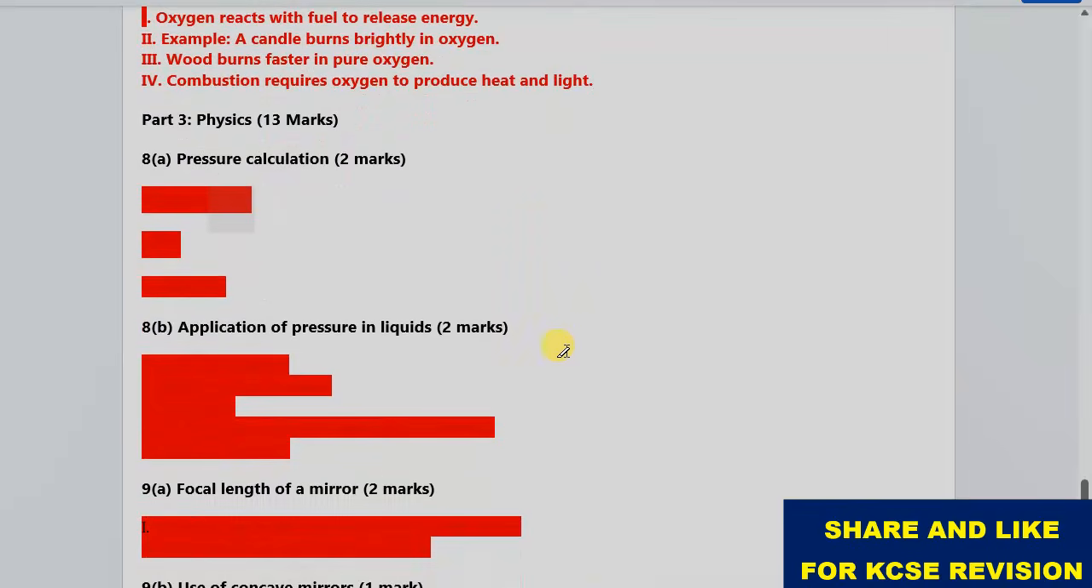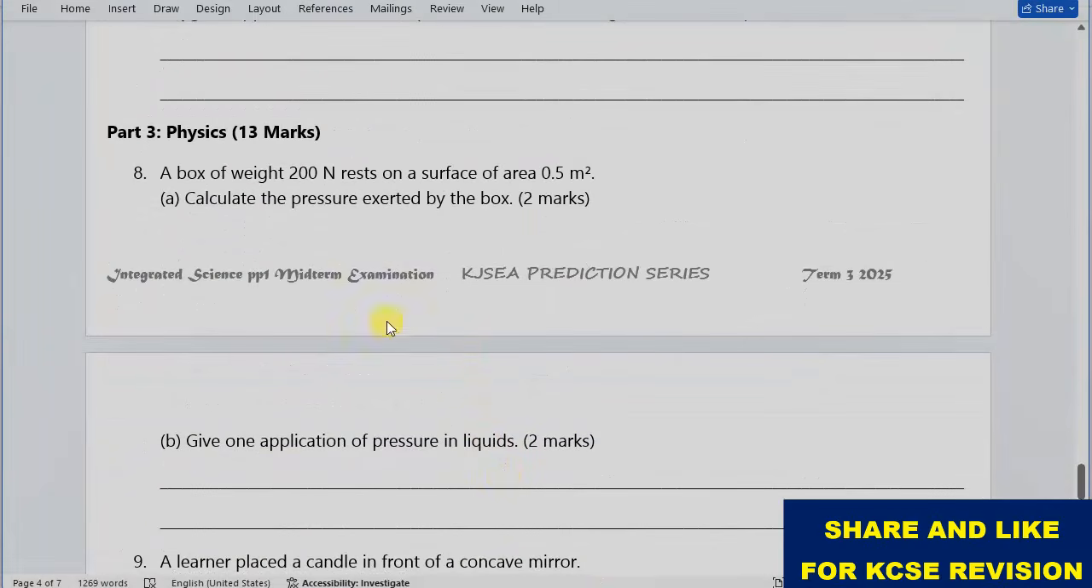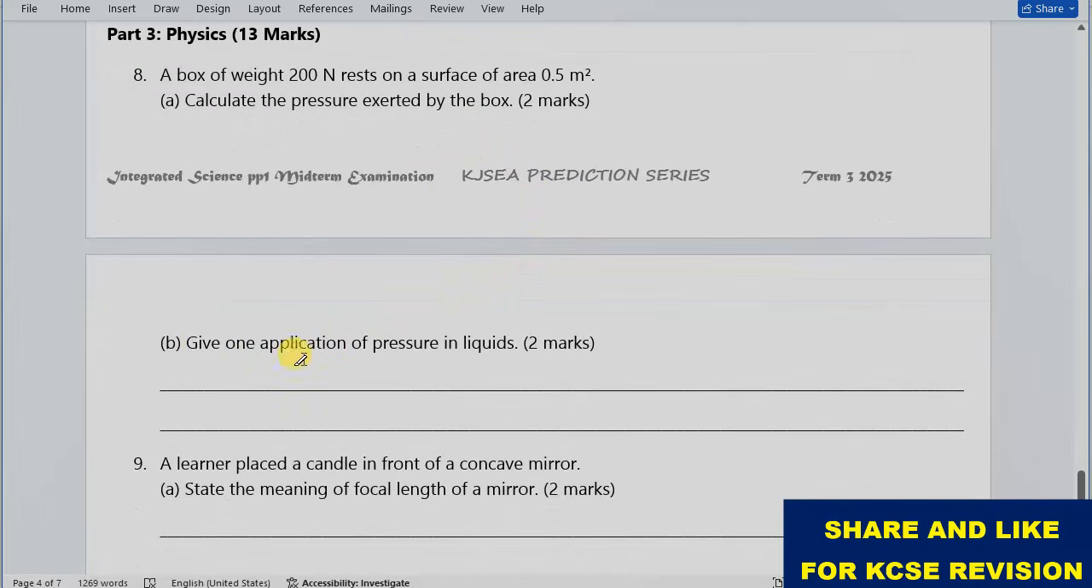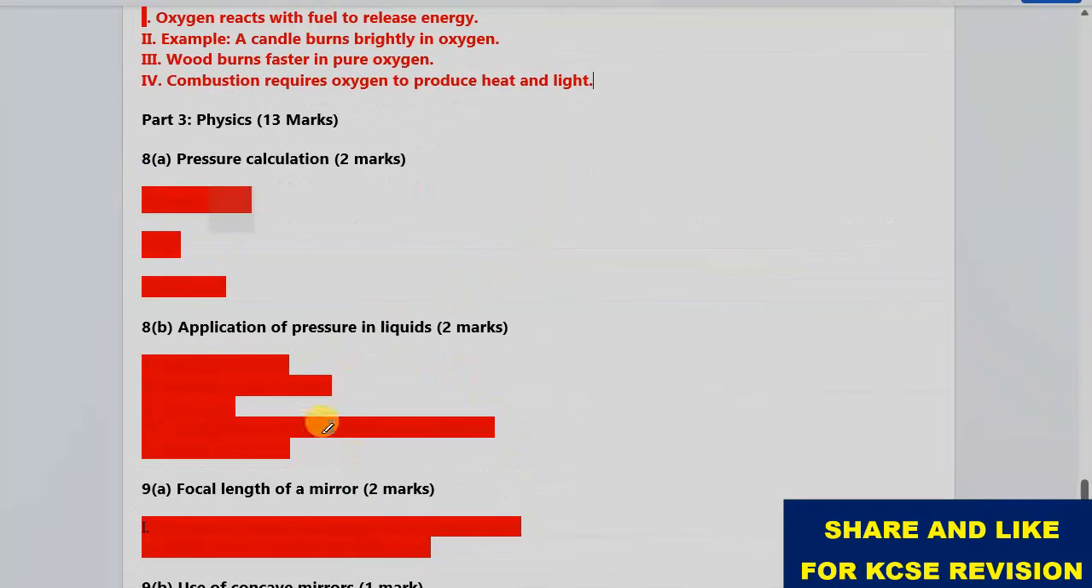Part 3, which is physics. A box weighs 200 newtons, rests on a surface area of 0.5. Calculate the pressure exerted by the box. Then give one application of pressure in liquids. We know very well that pressure is equal to force over area. So 200 divided by 0.5, and that is the answer: 400 newtons per meter square.